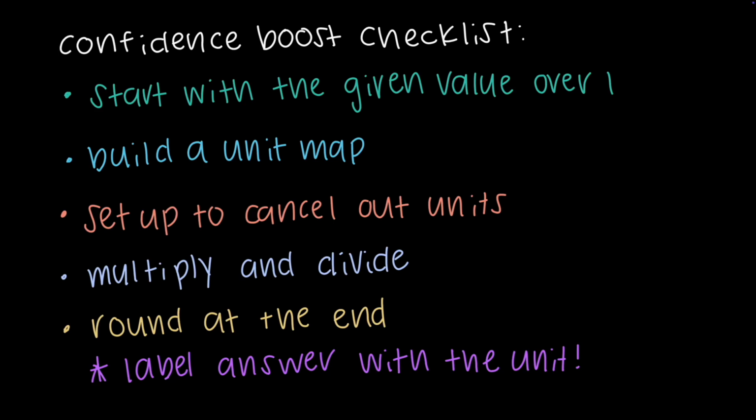Here's a quick confidence boost checklist that you can keep in the corner of your notes while you are working on problems. We're always going to start with the given number over 1. Build a unit map you can trace with the correct conversion factors. Put the next unit where it cancels the previous one. Multiply all top values and divide by the bottom values. And round at the end. And don't forget to label your final unit.